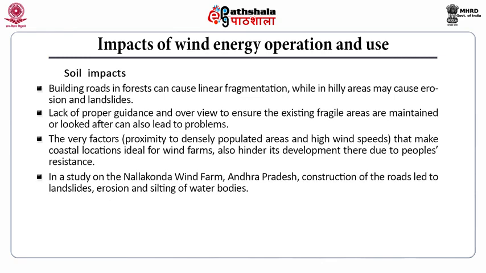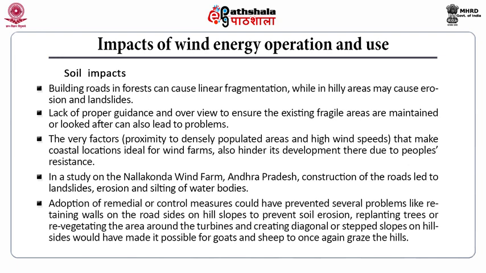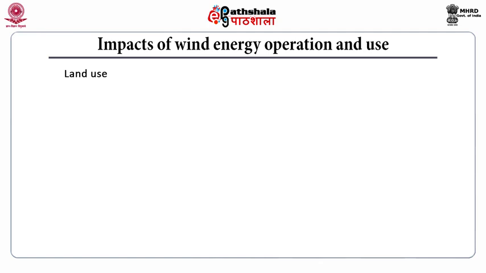In a study on the Nalakonda wind farm in Andhra, the construction of roads led to landslides, erosion and silting of water bodies. The adoption of remedial or control measures could have prevented several problems, like retaining walls on the roadsides on hilly slopes to prevent soil erosion, replanting trees or revegetation around the turbines, and creating gentle slopes on hillsides, which would have made it possible for the goats and sheep to once again graze on those hills. Another impact is on the land use.